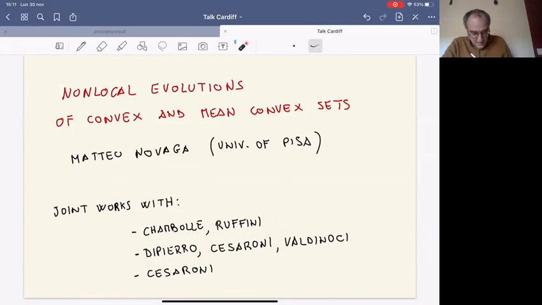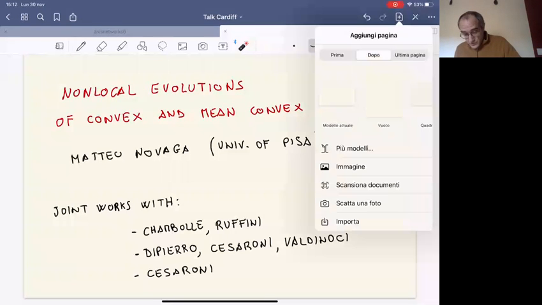And the argument is just to try to study evolution by some, let's say, non-local mean curvature, so some non-local geometric evolution equation, and trying to isolate some geometric features which are quite general, so they do not depend on the specific evolution we consider, but they are, let's say, shared by a class of evolutions.